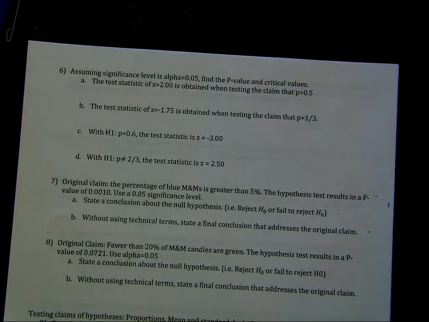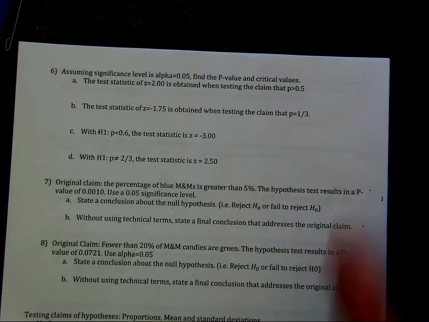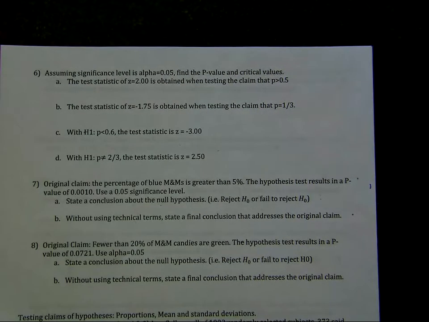All right, so number 6, assuming a significance level is 0.05, find the p-value and the critical values. So it's really easy to find the p-value when we have the normal distribution. It's a lot harder when we have the student t. In fact, you might just find a range of values. So the test statistic of z of 2.00 is obtained when testing the claim that p is greater than 0.05.